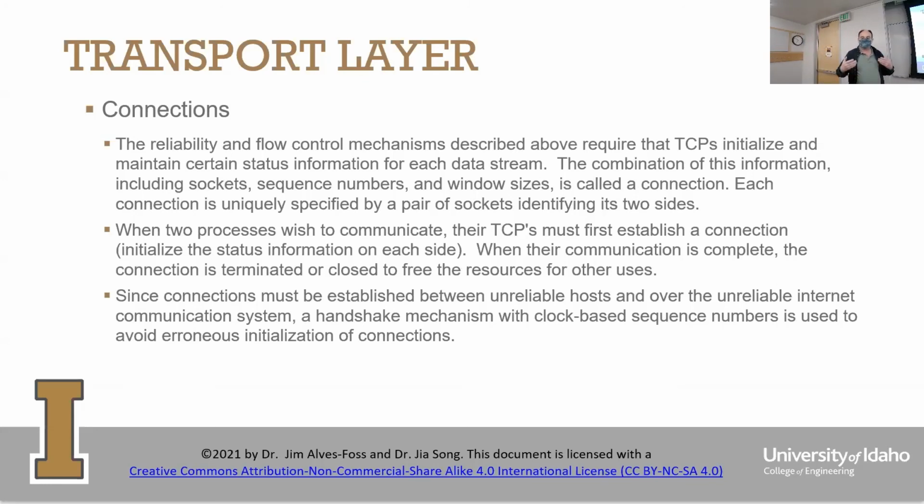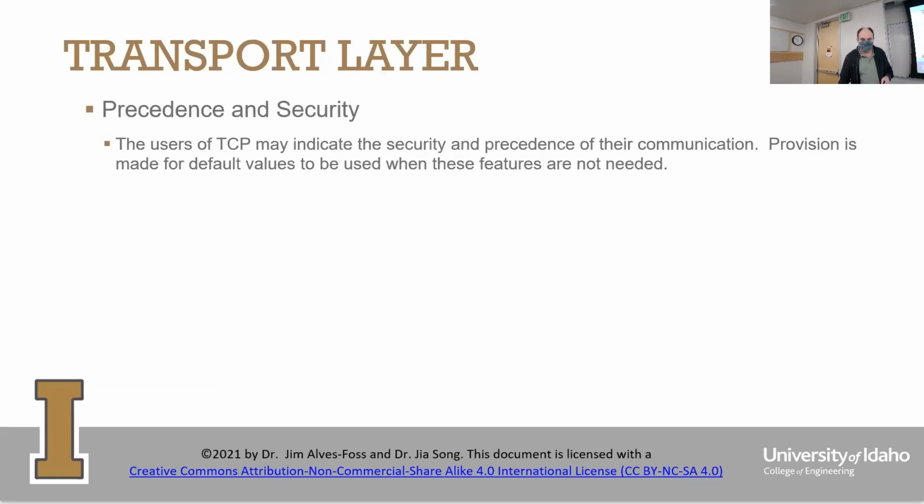They must be established between unreliable hosts over an unreliable network. So we use a handshake mechanism. We also use clock-based sequence numbers to avoid erroneous initialization of connections. It's actually what we call a three-way handshake. I say, hey, I want to connect, and I give you some information. You come back and say, yeah, I agree, and you give me some information. And then I start sending the data. So we'll come back to all of that.